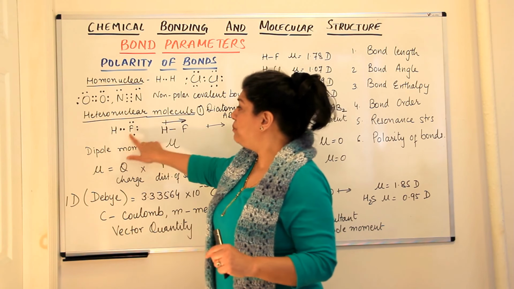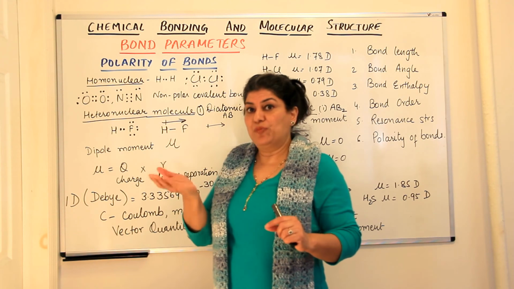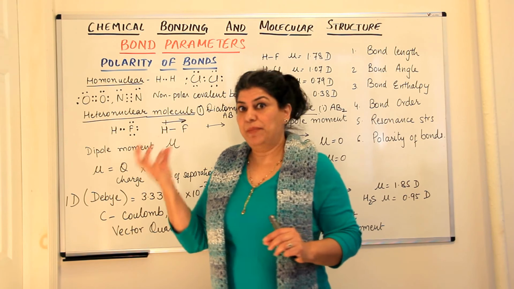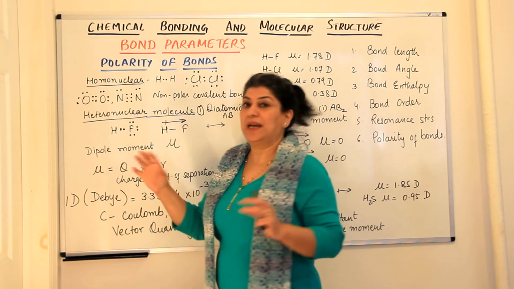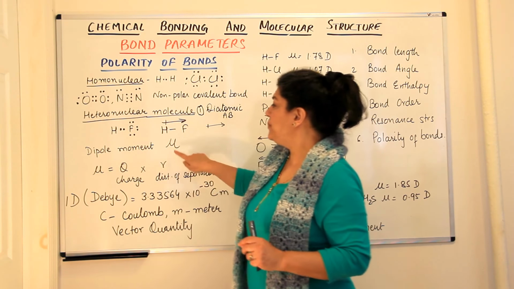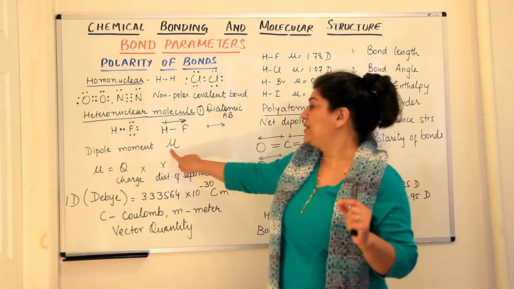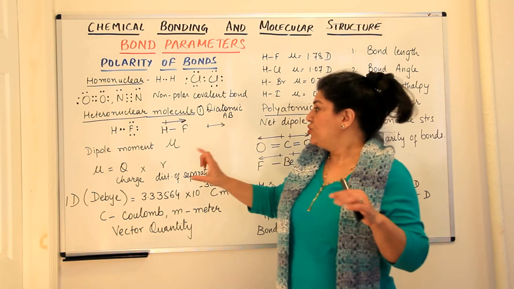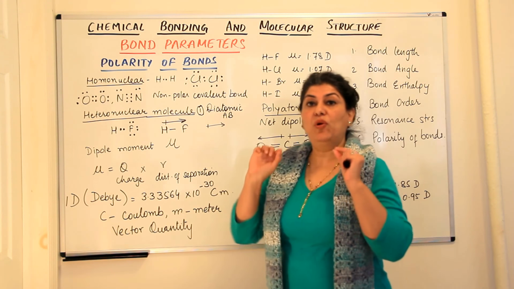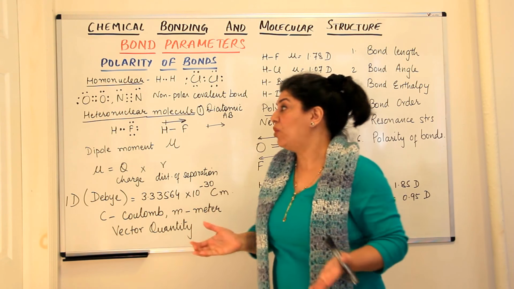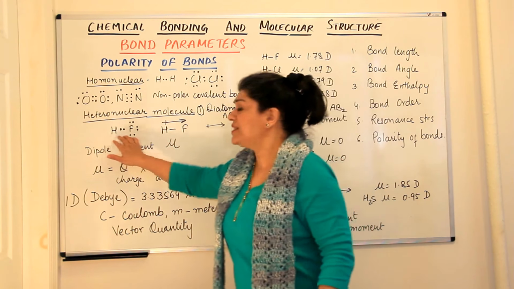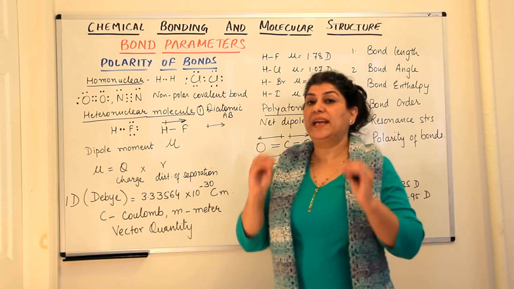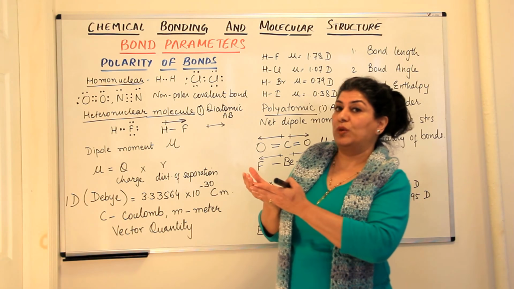And this polarity, if you measure it, is known as the dipole moment. The measure of this polarity is called the dipole moment, and it is represented by this Greek alphabet mu, and it is written like this. So mu represents the dipole moment which has been created in a molecule as a result of a difference in their electronegativities, and the more electronegative element pulls the electrons towards itself.